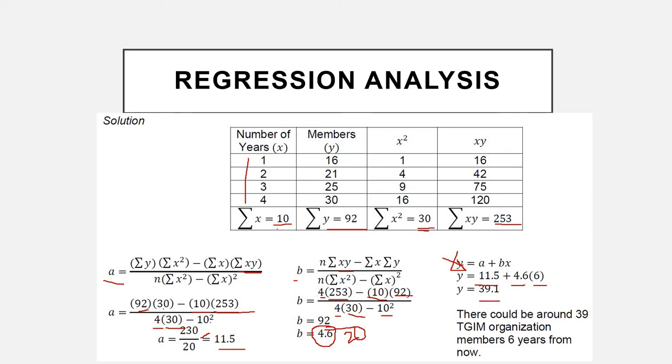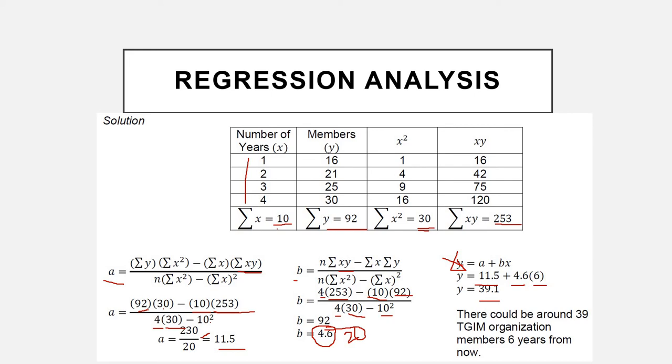Since we are talking about people here, we cannot have 0.1 of a person, so we are going to round off to the nearest whole number. We cannot conclude the exact number, because it's just a prediction. So there could be around 39 TGIM organization members 6 years from now. We assume that the numbers will increase and there will be more people by then, though it's not that much more than in 4 years.